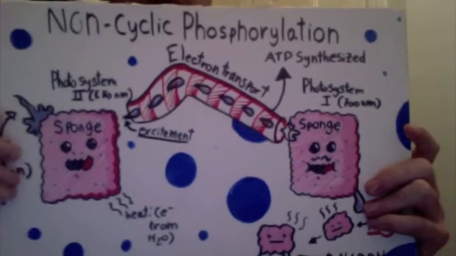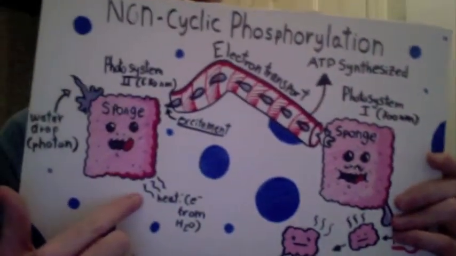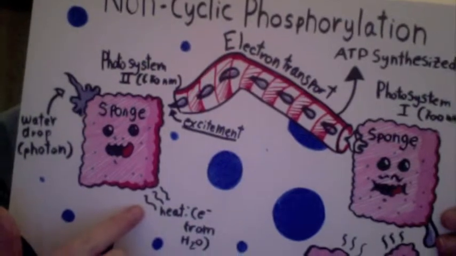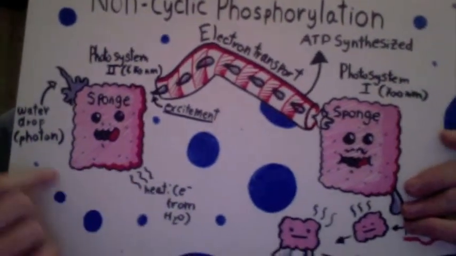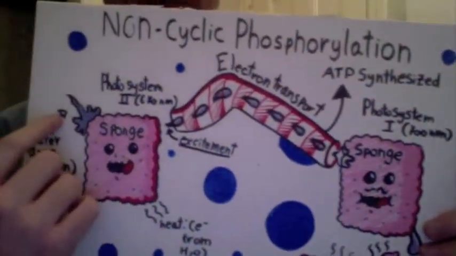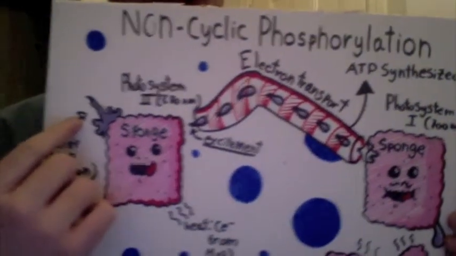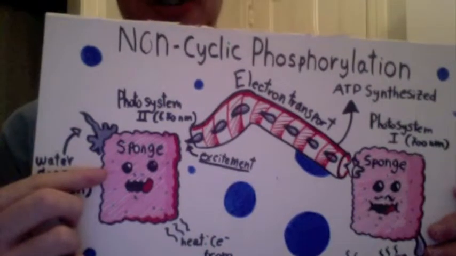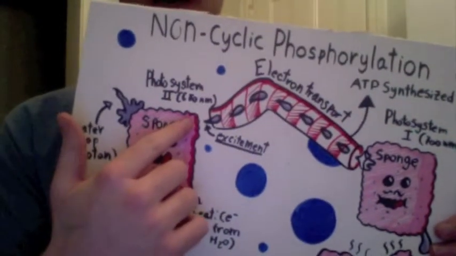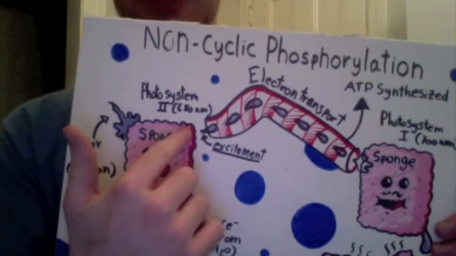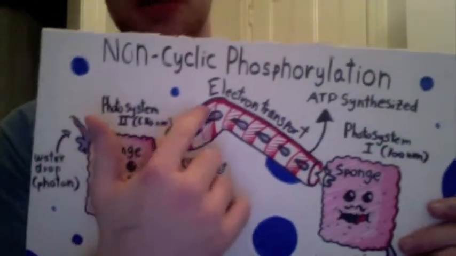So to summarize the concept of non-cyclic phosphorylation, we're going to use the analogy of sponges. So first, a sponge absorbs heat, which in this case is supposed to resemble the electrons from oxidized H2O. Now over here is the photon of light, which is represented by a droplet of water that the sponge absorbs. Now, once the sponge gets excited, so to speak, it releases the water droplet, which is supposed to resemble the electrons getting released. The water droplet then travels through a straw, which is supposed to resemble electron transport.